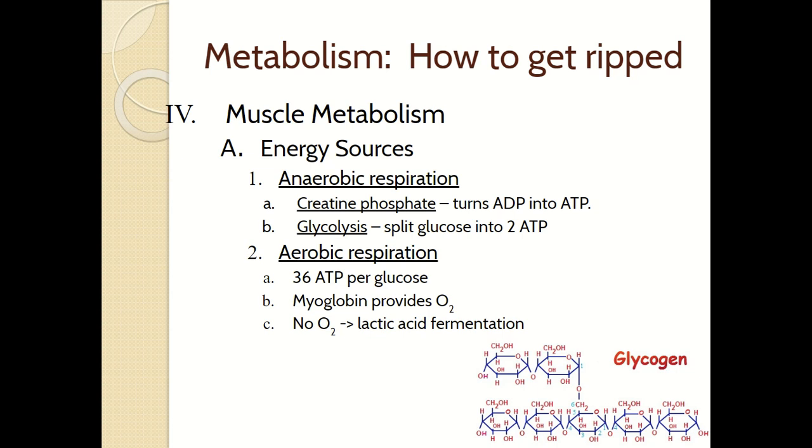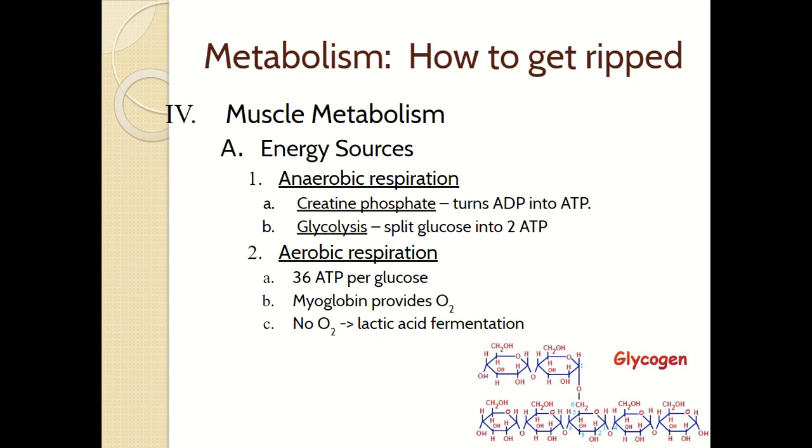The other method is what's called glycolysis, and glycolysis literally means breaking down glycogen, or glucose rather. And glycolysis is the process of splitting glucose in half and making two ATPs, and we also make pyruvates. So without oxygen, we're able to use both of those pathways to directly produce ATP inside of the cell.